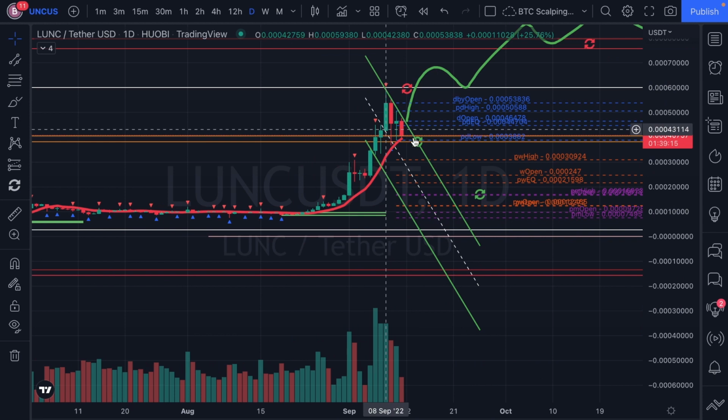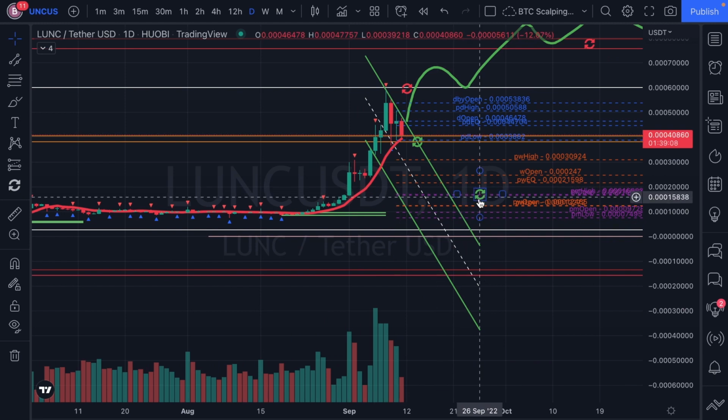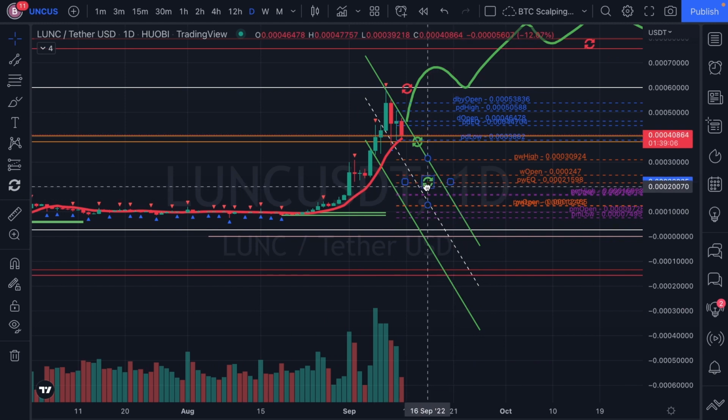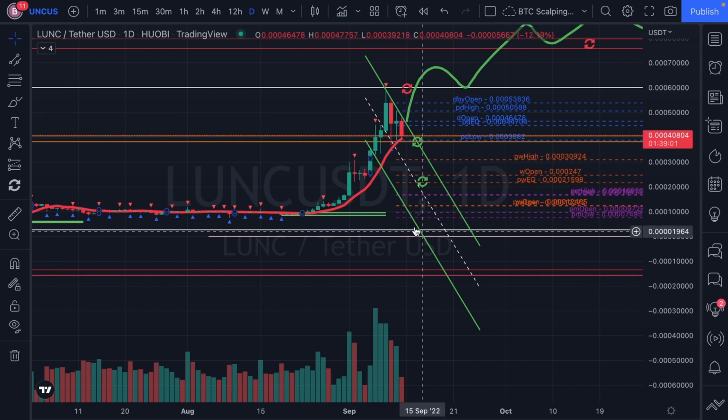move down. So this is where I would like to take my long. This is where I'm trying to take my short. When we do come down to this level, I would like to attempt a long right on the mid of the channel if I can, if it gets that deep.